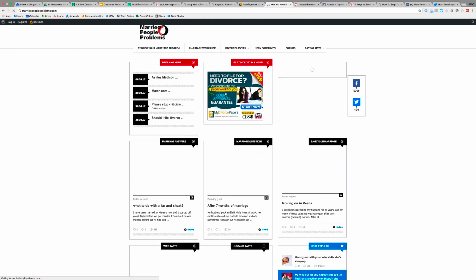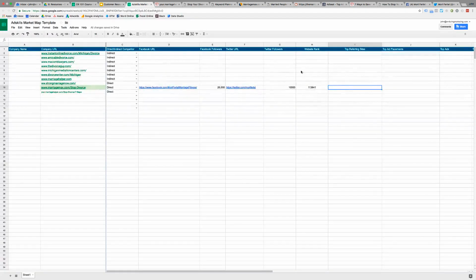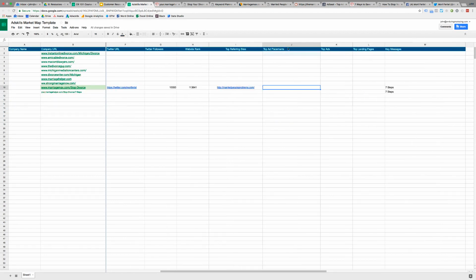So once again, this is divorce papers. My divorce papers does not look like it's got the AdWords symbol on it. So it's a huge opportunity for direct buy. So I'm just going to take note of this referral and say we may want to come back and target them. So top ad placements.